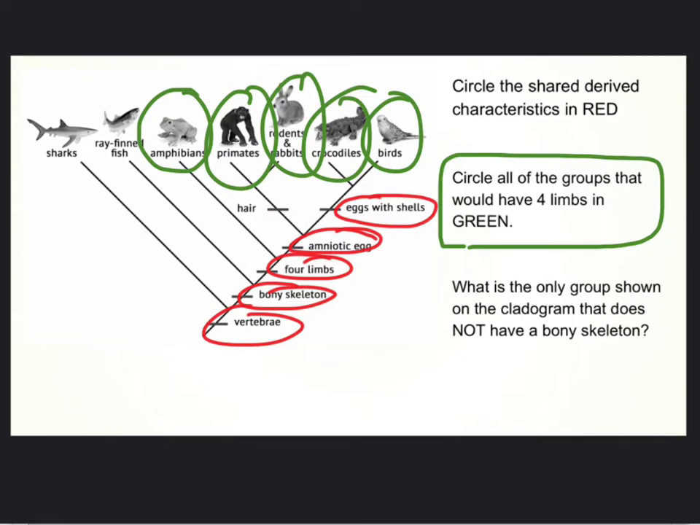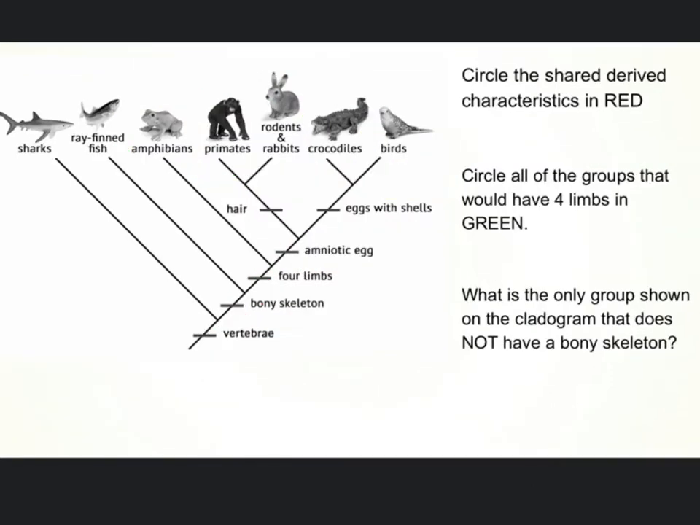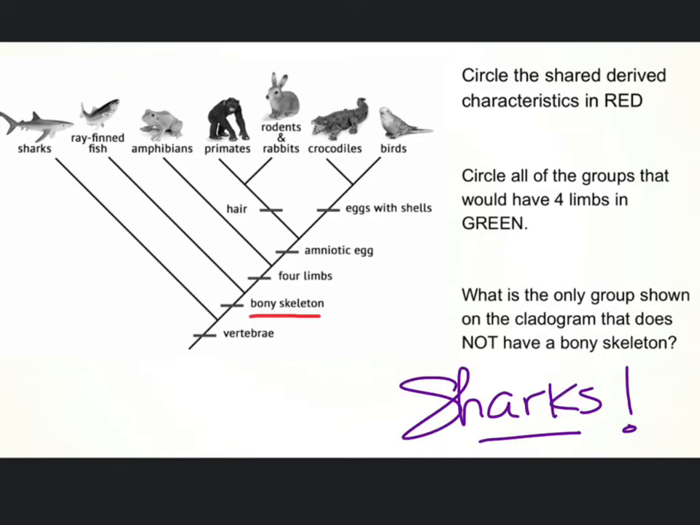All right, now that you're good at that, let's go to a clean slide. You don't have to, obviously. Which is the only group in this cladogram that doesn't have a bony skeleton? Who's the only group that splits off before bony skeletons evolve? Sharks don't have a bony skeleton. They're called cartilaginous fish. The cartilage that you have in your nose and your ears makes up their whole skeleton. They do not have a bone skeleton.